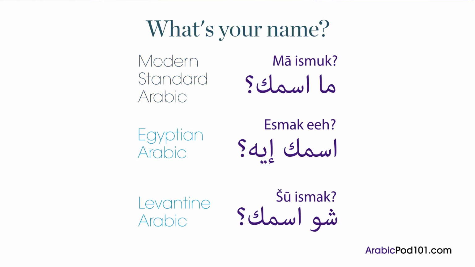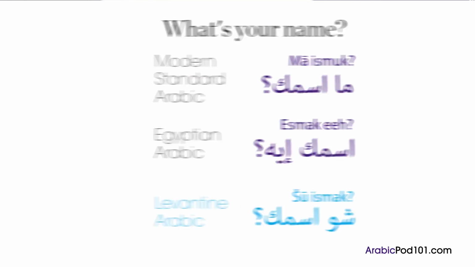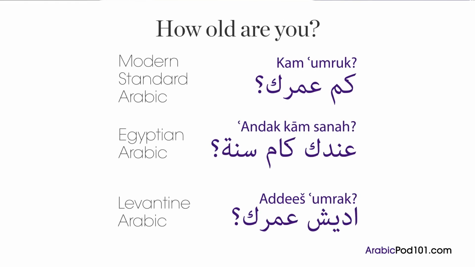Now let's see an example of a sentence like what's your name in modern standard Arabic and in different dialects. What's your name? ما اسمك؟ اسمك ايه؟ شو اسمك؟ Here's another example. How old are you?